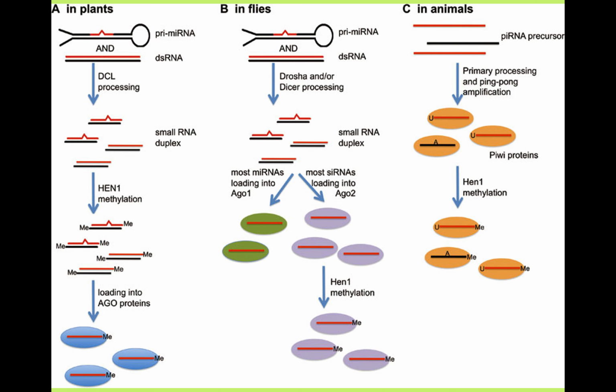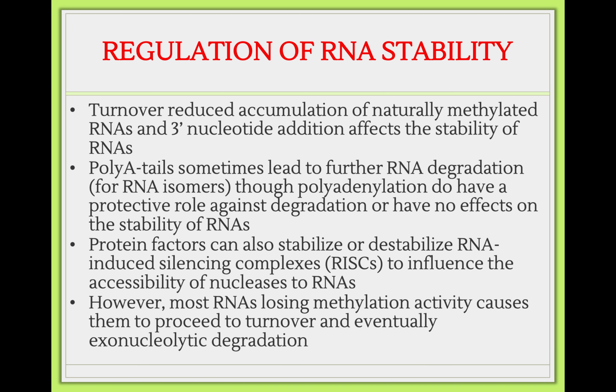So second, turnover would reduce accumulation of naturally methylated RNAs, and 3' nucleotide addition would affect the stability of RNAs. So your poly A tails would sometimes lead to further RNA degradation for certain RNA isomers only through polyadenylation, though polyadenylation actually does have a protective role against degradation, but sometimes they probably have no effect on stability of RNAs.